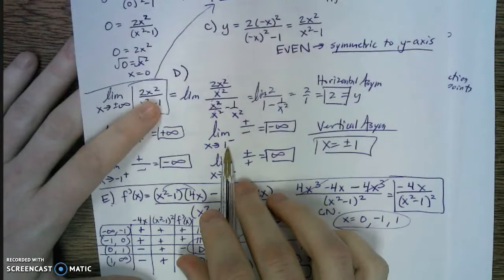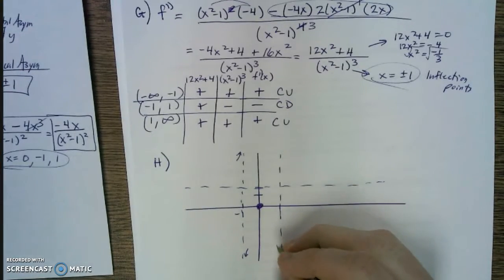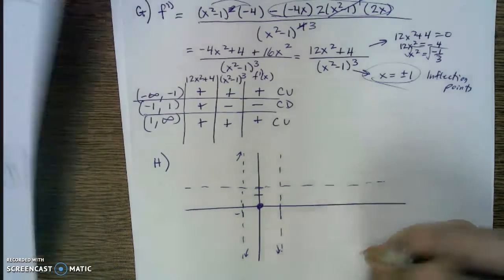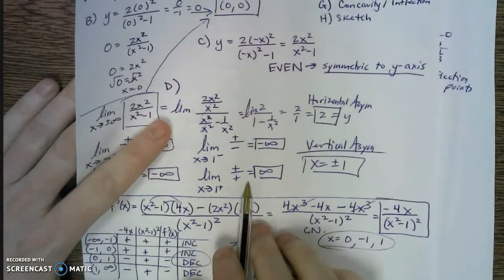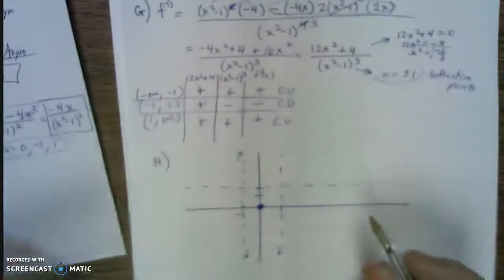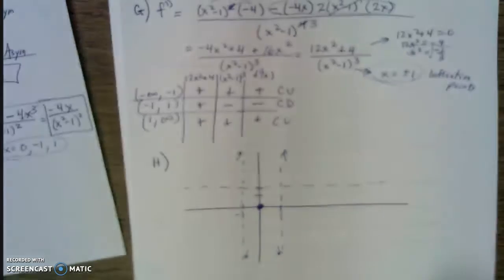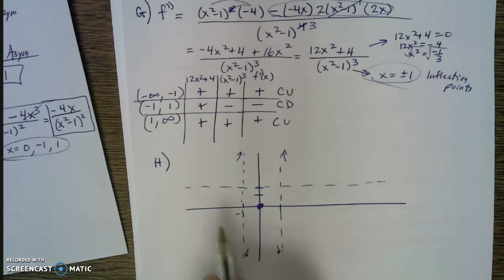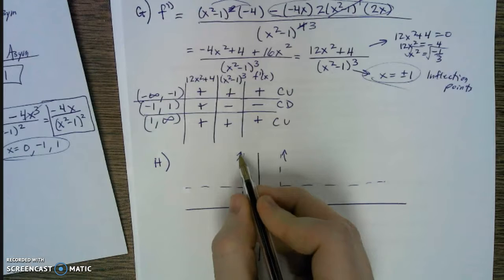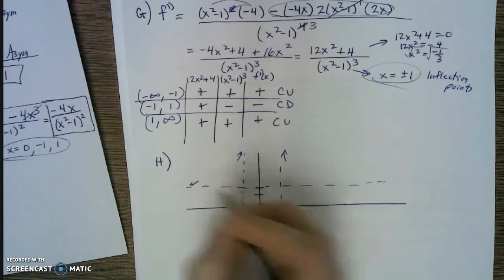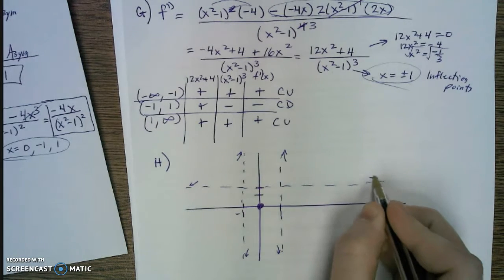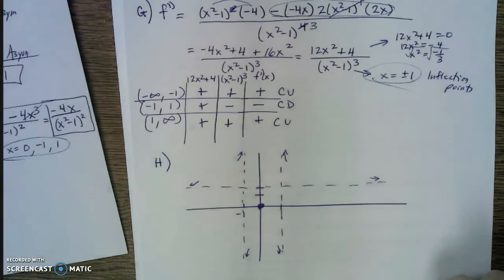The left side of +1 is going down. So I'm going to put that arrow here. The right side of +1 is going up. So I'm going to put that arrow there. And since we've got a horizontal asymptote at 2, and this arrow is in this section, then that means it's going to curve down towards there and curve down towards here. Let's see, what else do we have?